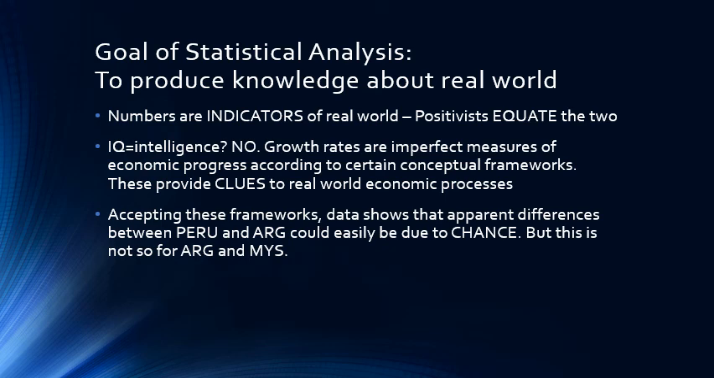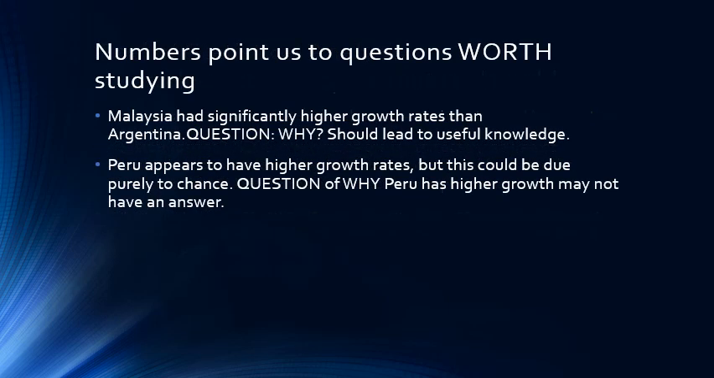So there must be some element of skill or perhaps just a more favorable growth environment. Numbers do not give us knowledge, but they tell us about the questions which are worth investigating, which might produce knowledge. So these numbers tell us that Malaysia had significantly higher growth rates than Argentina. So if we study why Malaysia had superior growth performance, we might be able to find some answer. We might be able to find strategies used by Malaysia which were superior, or some favorable environmental factor which led to a superior performance.